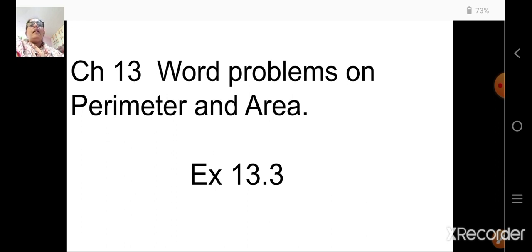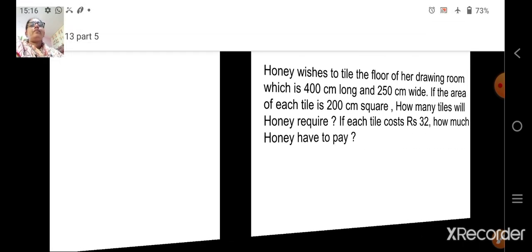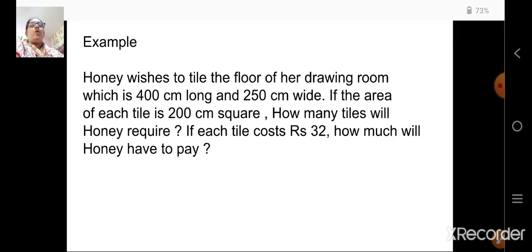Before we start, let us begin with an example. Honey wishes to tile the floor of her drawing room, which is 400 centimeter long and 250 centimeter wide. If the area of each tile is 200 centimeters square, how many tiles will Honey require? If each tile costs rupees 32, how much will Honey have to pay? You first have to find how many tiles Honey will require for her drawing room, and then find the total cost she has to pay for the tiles.